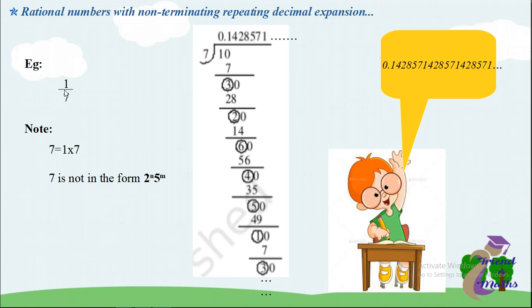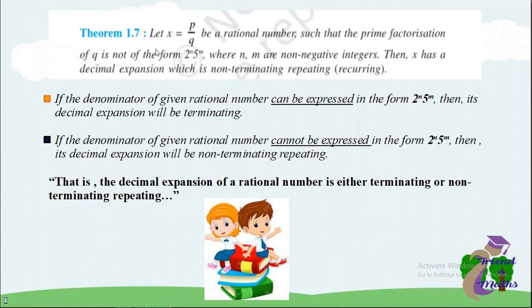Let's see the denominator. Here the denominator is 7, the prime factorization of 7 is 1 into 7, and look at that. Is it in the form 2 raised to n into 5 raised to m? No, it is not in the form 2 raised to n into 5 raised to m. That is what is said in the third theorem: let x equal to p by q be a rational number such that the prime factorization of q is not of the form 2 raised to n into 5 raised to m, where n and m are non-negative integers, then x has a decimal expansion which is non-terminating and repeating.